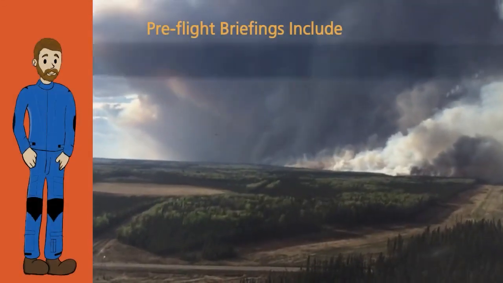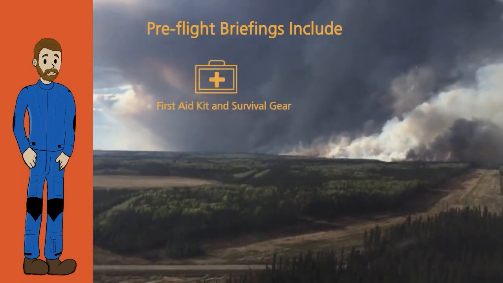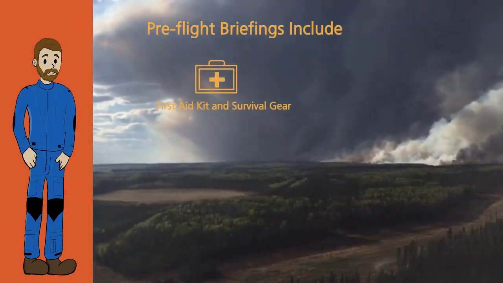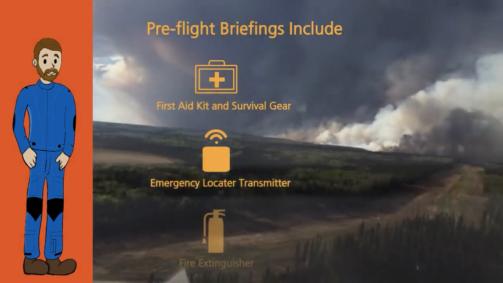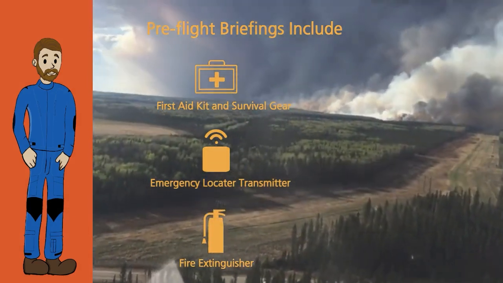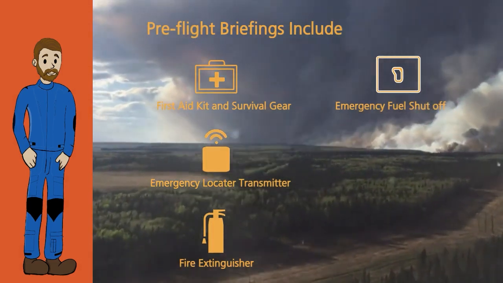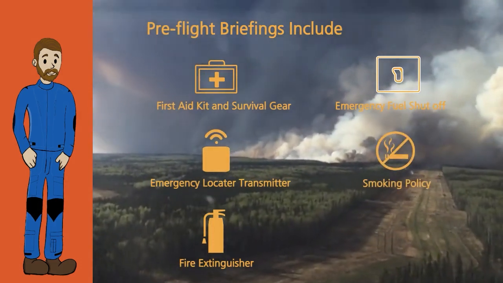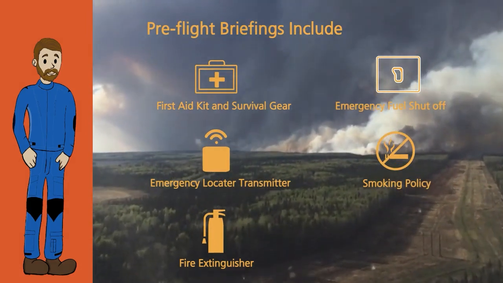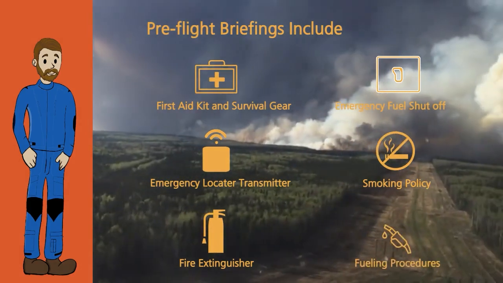A pre-flight briefing should also include location of the first aid kit and survival gear, location and operation of the emergency locator transmitter, location and operation of the fire extinguisher, location and operation of the emergency electrical and fuel shutoff, smoking policy, no smoking in or around helicopters, fueling procedures and safety.